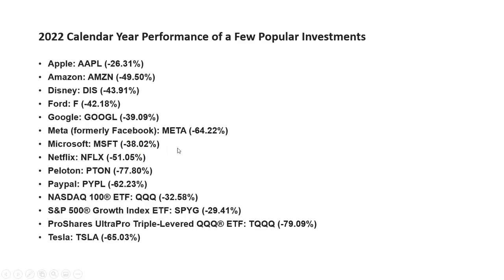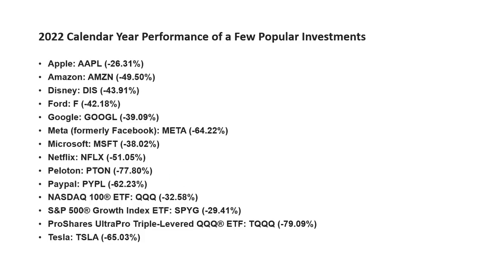Microsoft down 38.02%. Netflix down 51.05%. Peloton, look at this, down 77.80%, guys. And you look at these types of things, maybe they will come back, maybe they won't. But how long is it going to take you to get your money back in these types of things, guys? You can't let these types of losses happen, and it can be devastating. We'll talk a little bit more about that here over the next few minutes, so stay with me.